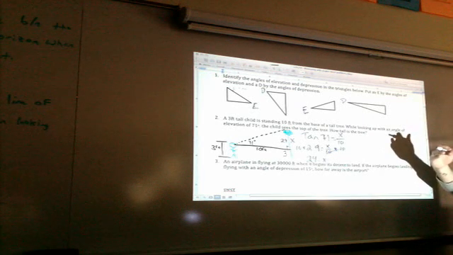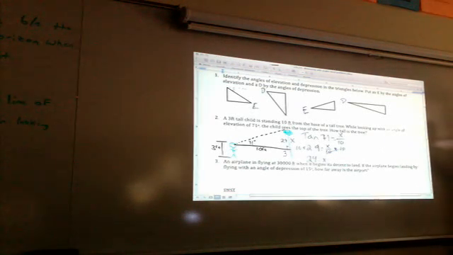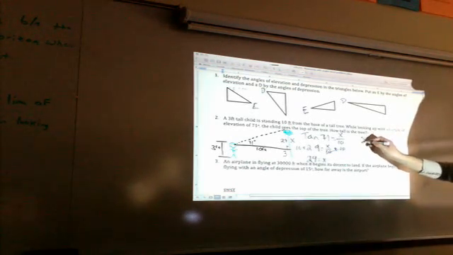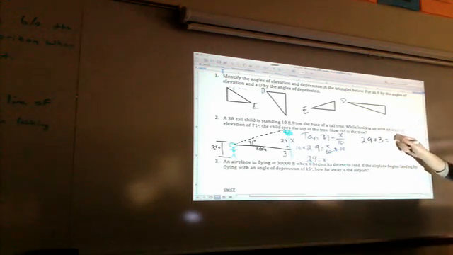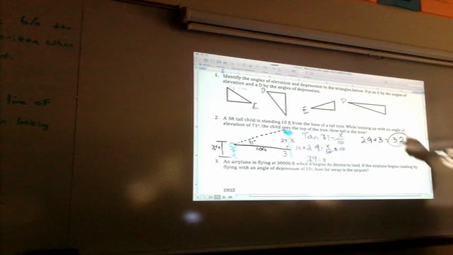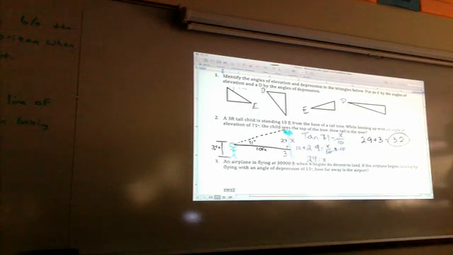So to find the whole height of the tree, what do we do, Matt? Add the 3 to the 29. So then our whole height of the tree is 29 plus 3, which is 32. So the tree is 32 feet tall. Does that make sense?